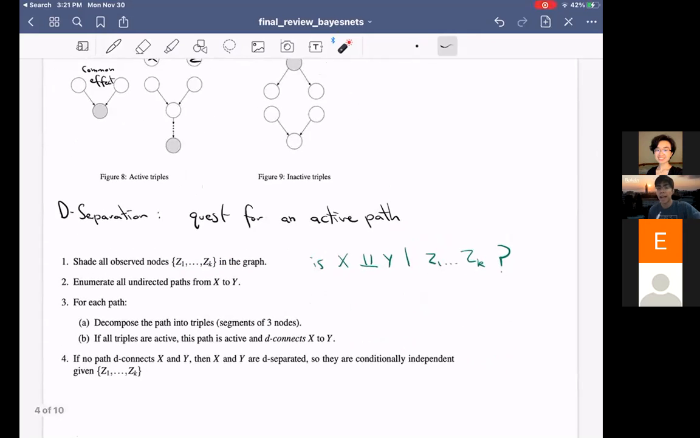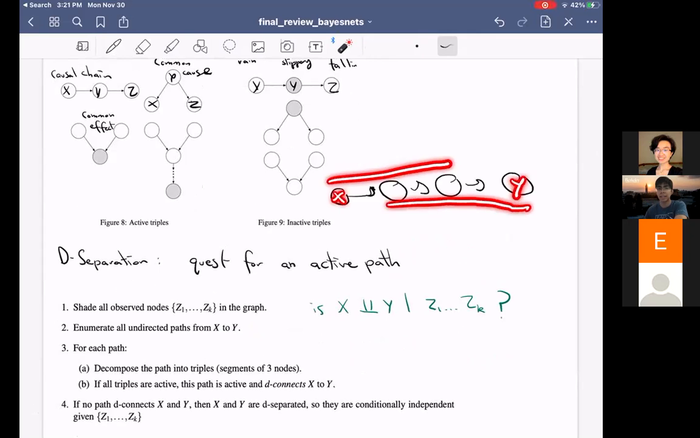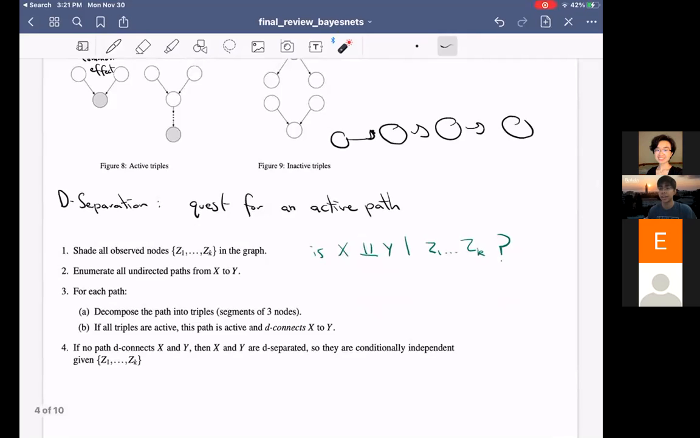Then we look at all the paths from x to y. For each path, we want to see, is this an active path? And a path is active if all of the triples along that path are active. So if I had some longer path, very simple like this, then there's two triples in this path from x to y. There's this triple and there's this triple, and both of these are active because they're just simple causal chains. So then this is an active path, and x and y are not guaranteed to be independent. So if we find one active path, just one, we're good.